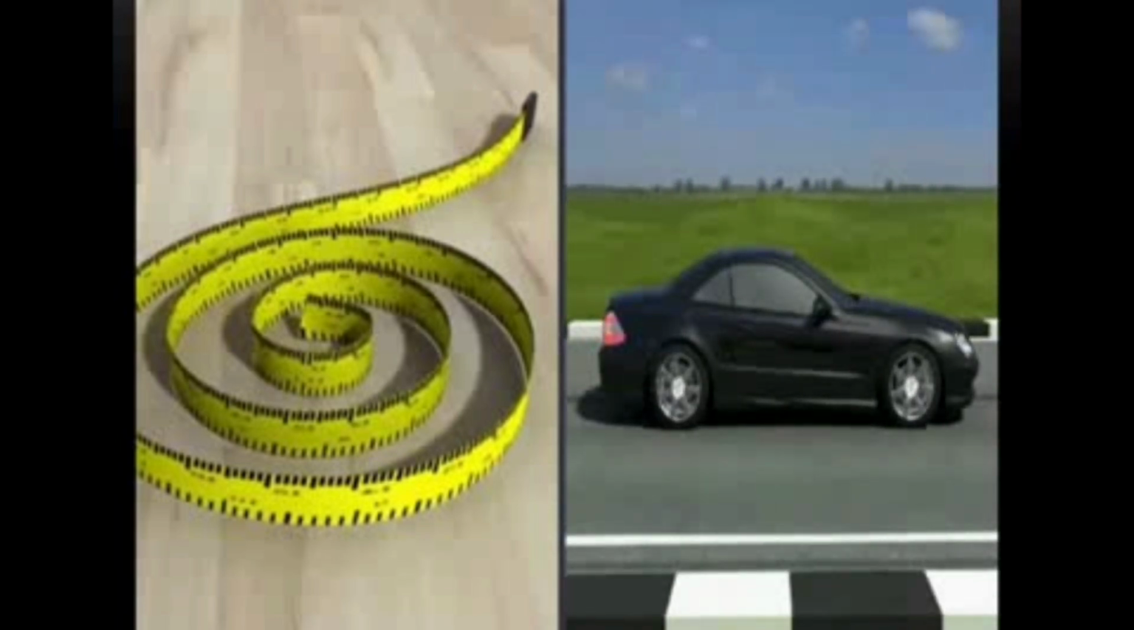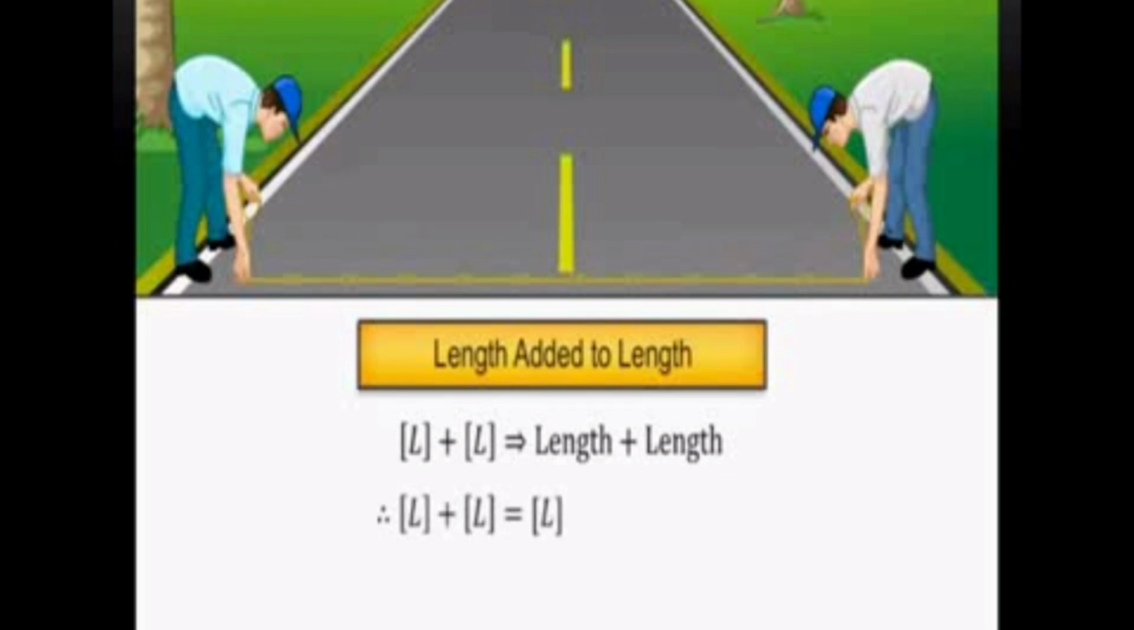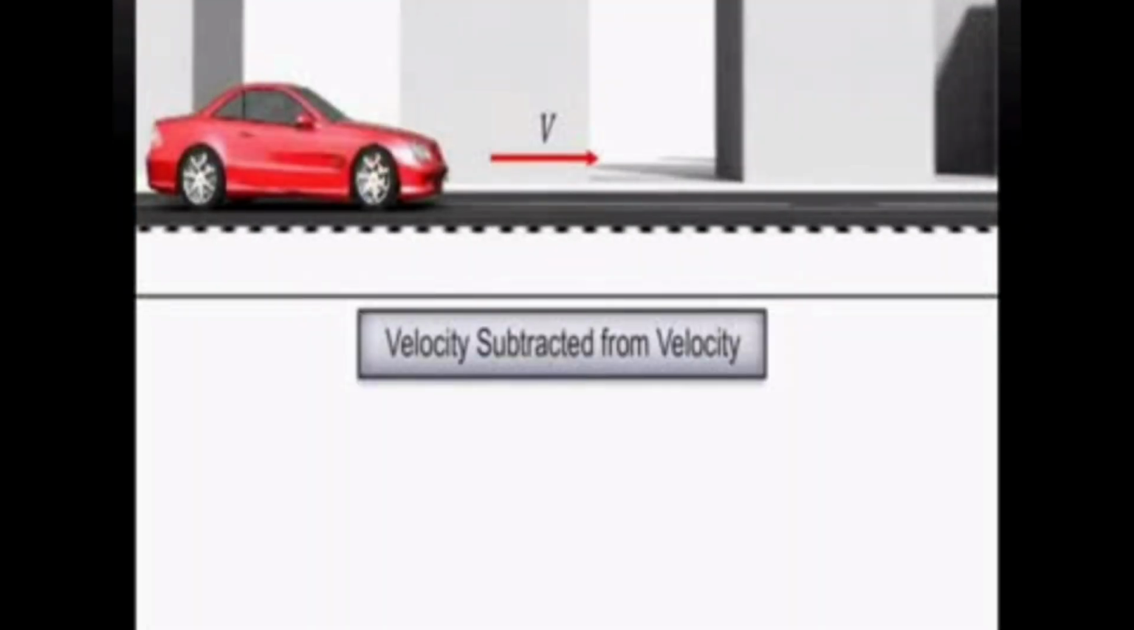Now you are going to see how to add length with length. Length added to length: how to add that? Length plus length is not equal to 2 times length. You should not write 2 length. It's a length, that's all. So length plus length is a length. When you add two lengths, finally you will get only one length. So in a dimensional formula, you should not write L plus L equals 2L.